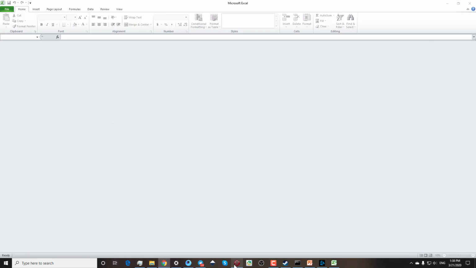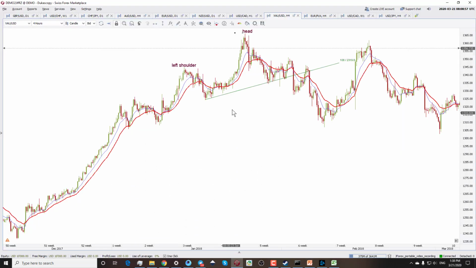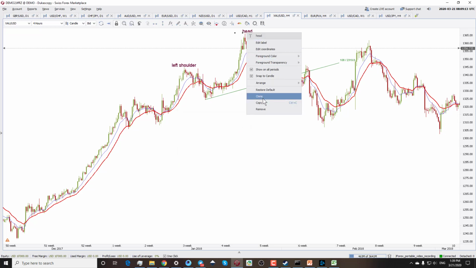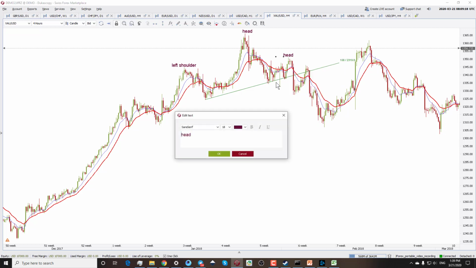And after that what we need is a right shoulder. Of course, we need a right shoulder, so the decline from the head is till this point. In fact, till this point. Then we had a rise, and this is the high, so this will be our right shoulder. So we will name it right shoulder.